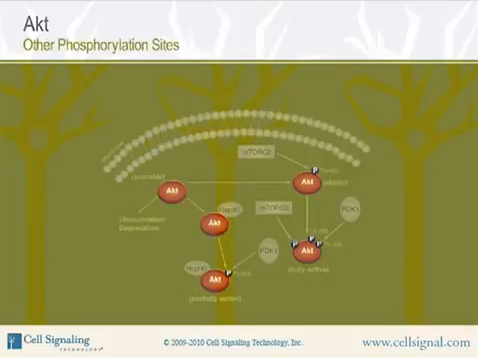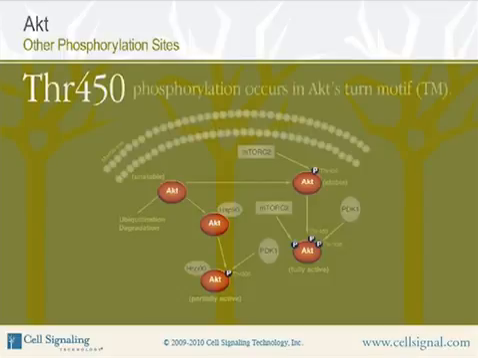Other phosphorylation sites of AKT. In addition to threonine 308 and serine 473, AKT is also phosphorylated at other sites along the protein. One of these additional phosphorylation sites is threonine 450. Threonine 450 phosphorylation occurs in AKT's turn motif. The turn motif is a motif also found in PKC and other AGC family members.